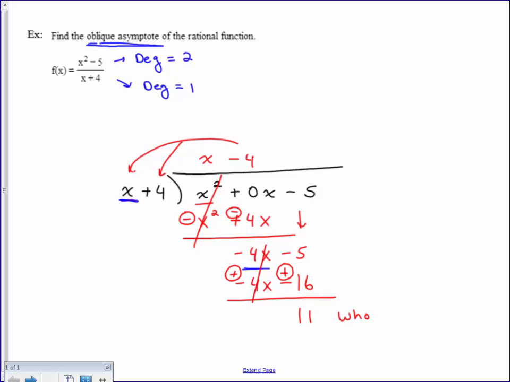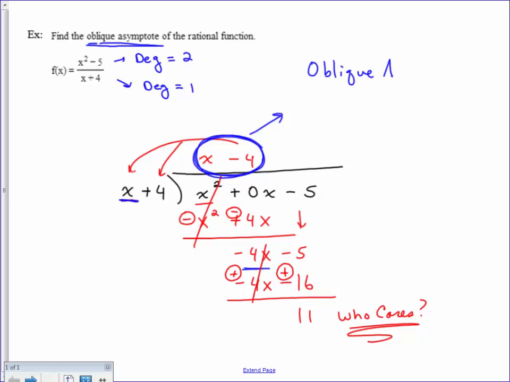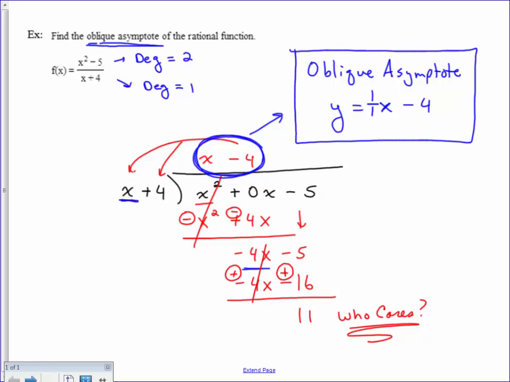Now the remainder, I'll often write down here, who cares, because the remainder doesn't make a difference to my oblique asymptote. My oblique asymptote is only the quotient part of my long division, and so here the oblique asymptote would be at y equals x minus 4. Notice that this is a linear equation. It has a y-intercept of negative 4, and there would be an understood slope of 1 over 1. So that would be my oblique asymptote.